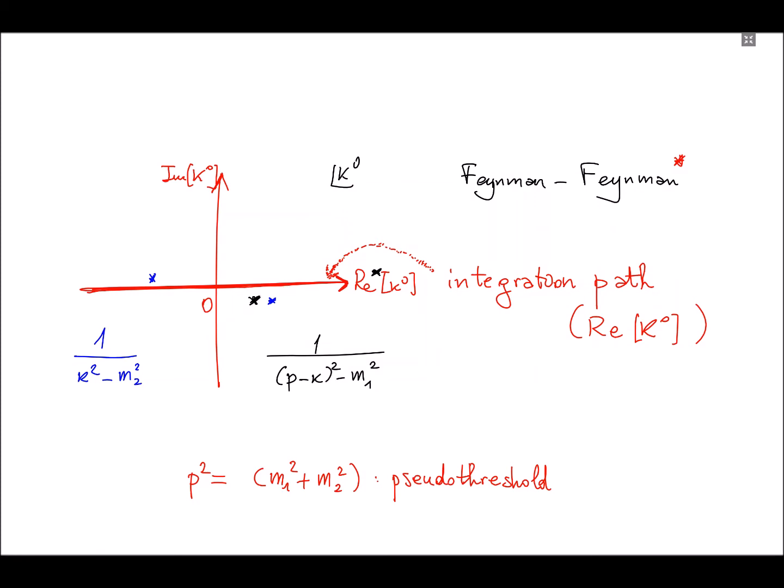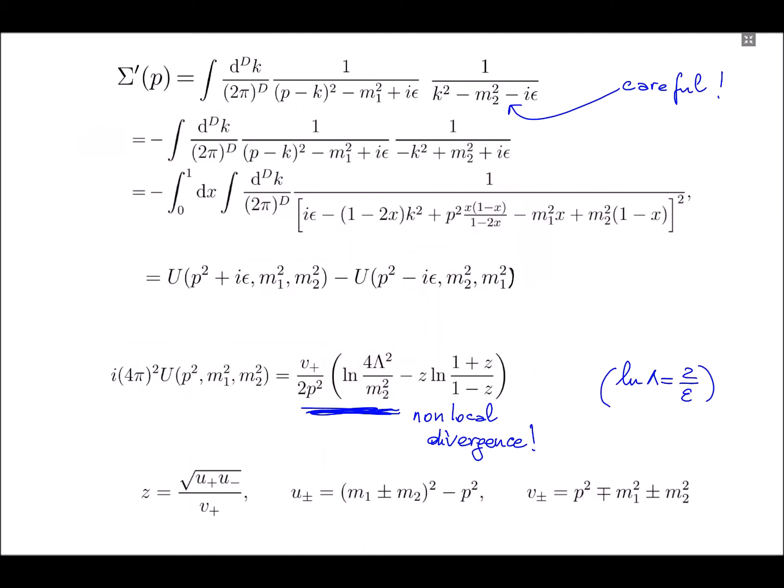So you exchange the roles of threshold and pseudo-threshold. If you carry out the calculation to the very end, I don't want to bother you with the details, you will find other problems. The calculation is a little bit more complicated, but anyway, the basic function has a similar structure. But notice one thing: the logarithm of the cutoff, or 1 over epsilon in dimensional regularization, is now multiplied not by a polynomial of the external momentum, but by a non-local function. So you have counterterms that are non-local.